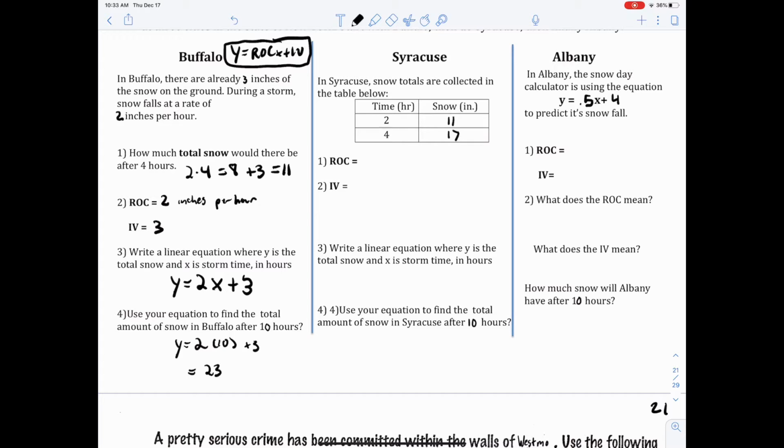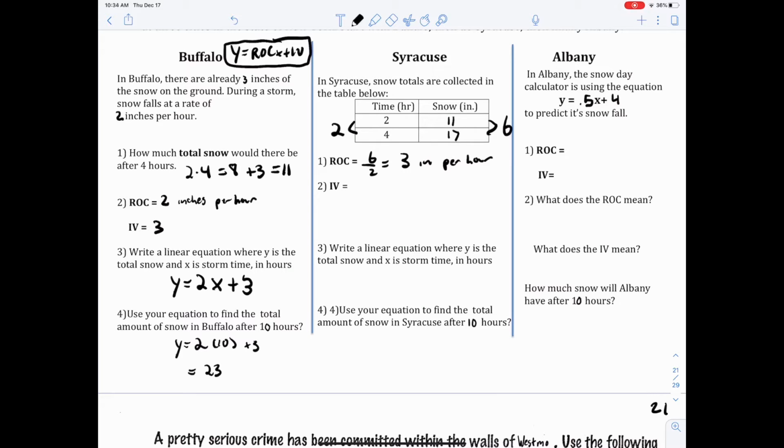All right, for Syracuse, to find the rate of change from a table, we want to find the change in y over the change in x. So the snow we see increases by 6 inches, and that happens not in 1 hour, but in 2 hours. From 2 to 4 is a change of 2 hours. So if it snows 6 inches in 2 hours, we figure out that it snows 3 inches per hour, and that's the rate of change.